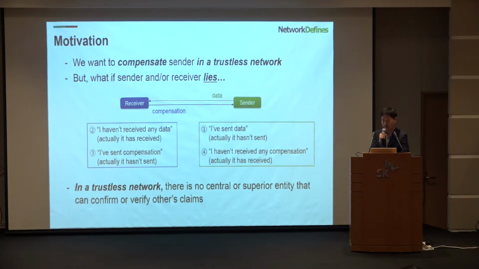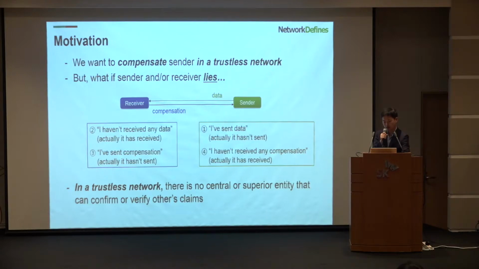First, from a receiver's perspective, it can say, I haven't received any data, but actually it has received. And it can claim that I've sent compensation to a sender, but actually it hasn't. Also, on the sender side, it can claim, I have sent data, but actually it hasn't. And it can claim, I haven't received any compensation from the receiver, but actually it has.